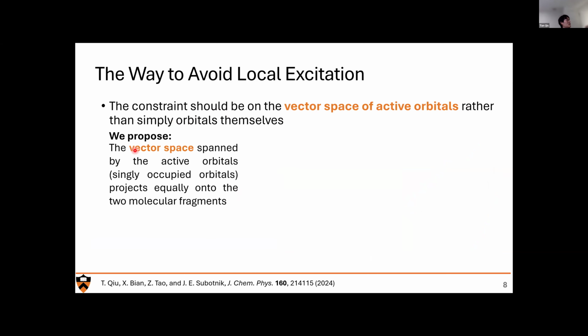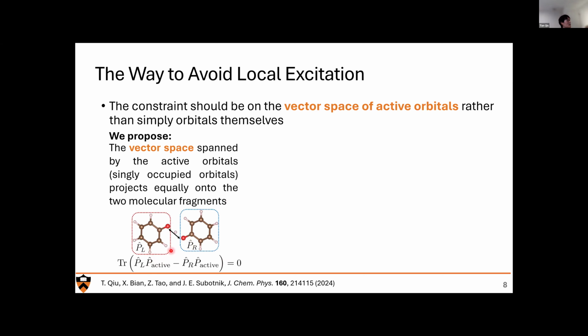The specific thing we propose is that the vector space spanned by the active orbitals, or say the density matrix of the active orbitals, has to project equally onto the two molecular fragments. And I draw a picture here where PL and PR correspond to the basis space from different molecular fragments, and the P active here is simply the density matrix of the active orbitals.